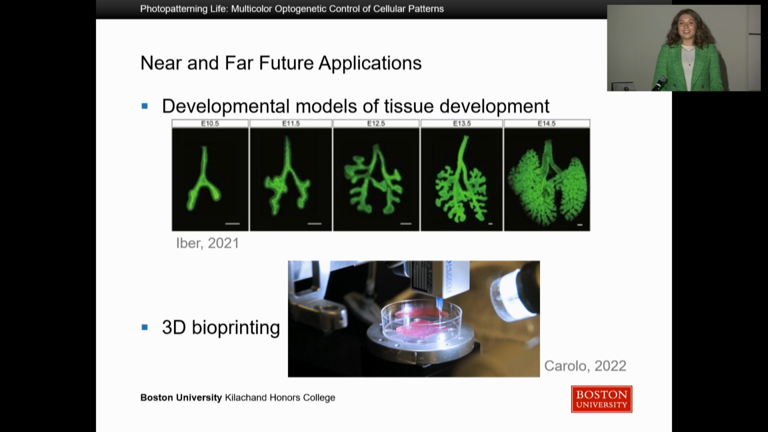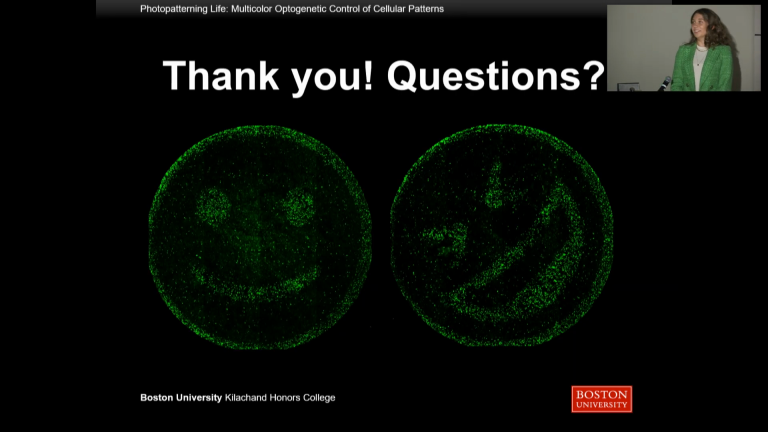There are many near and far applications to this project. Our team is particularly invested in developmental models of tissue development. As I said before, we're interested in how the lung develops, so we're using these light inputs currently to try to model what early tissue development in the lung looks like. And we've also begun building a 3D bioprinter, and we envision being able to cross-link a material while also defining the cell fate as we print an organ. Thank you. Any questions?